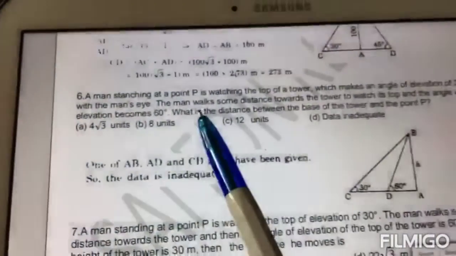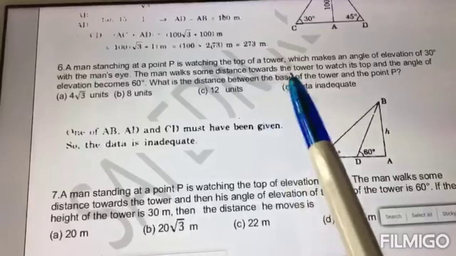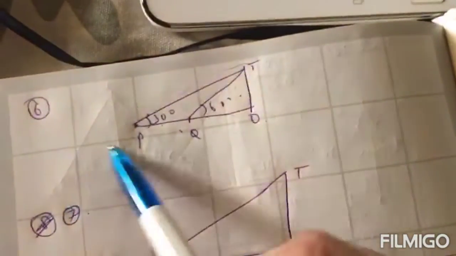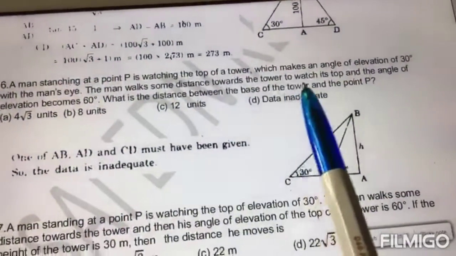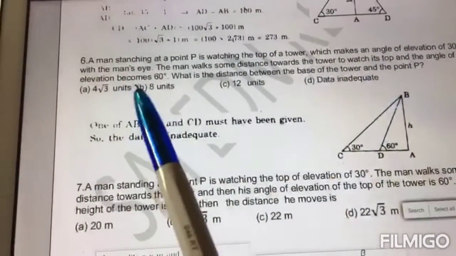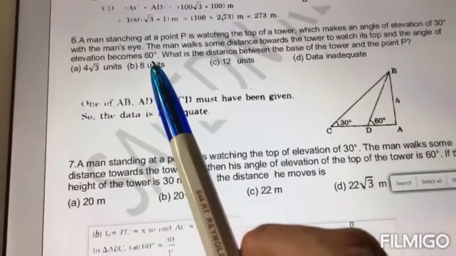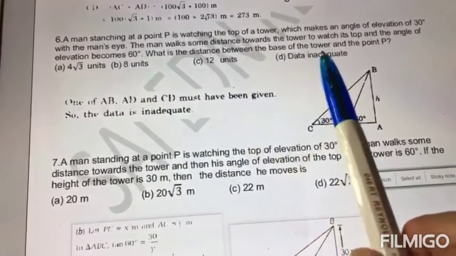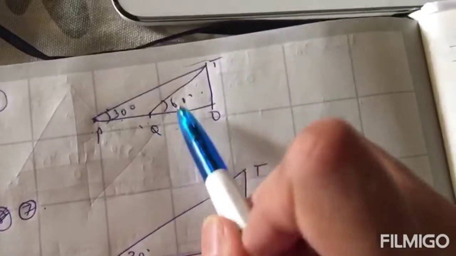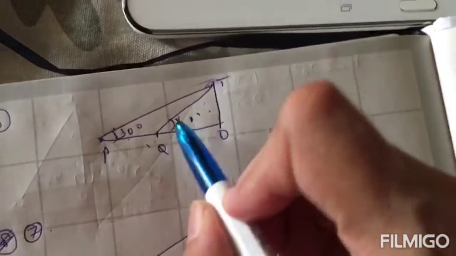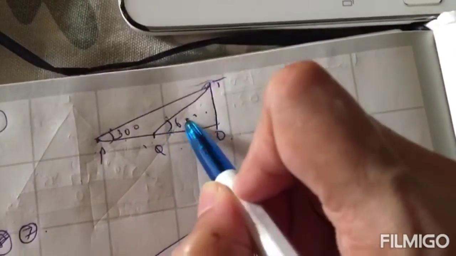Then the man walks some distance towards the tower. So from P, let us assume he moves to Q to watch the top, and the angle of elevation becomes 60 degrees. What is the distance between the base of the tower and point P? So he has walked from P to Q and he's still looking at the top of the tower. So the angle of elevation now is 60 degrees.